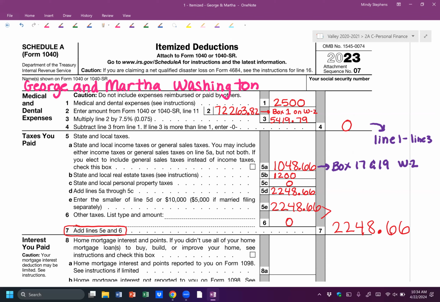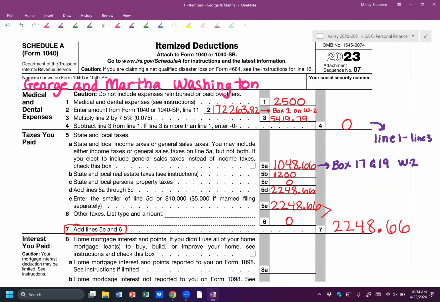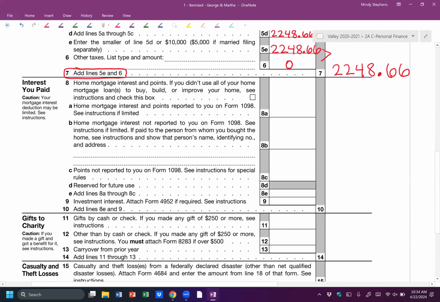Okay, we good with that section? Okay, we're going to go to the next section. You're just reading every single line as we go through this. All right, next one says, this section is home mortgage interest and points. If you didn't use all your home mortgage loan to buy, build, or improve your home, see instructions. We're not going to worry too much about that. We're just doing the very basic stuff.